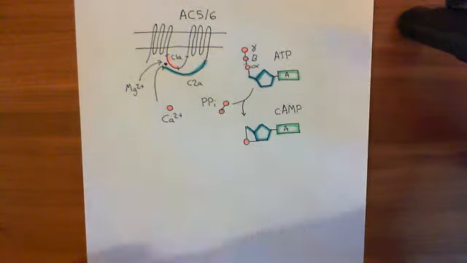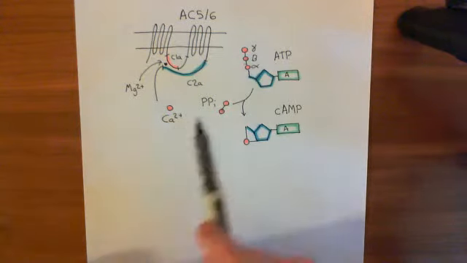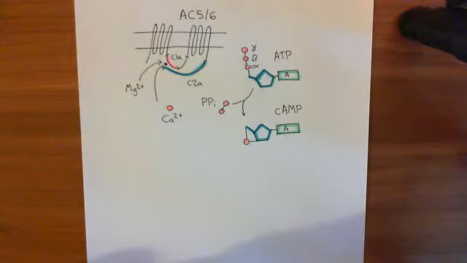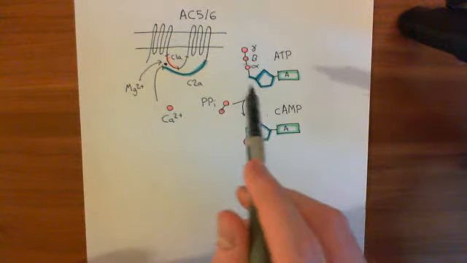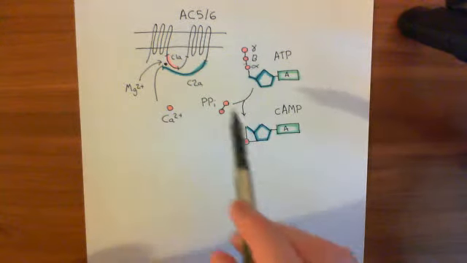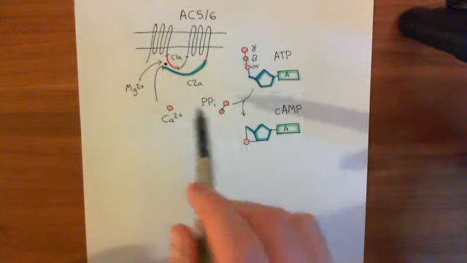The ATP still comes in, because these phosphate groups can still bind to the calcium ion. It's got a divalent charge. They're quite happy. And then what happens is the proteins still catalyze the reaction where they break off the pyrophosphate and they produce cyclic AMP.